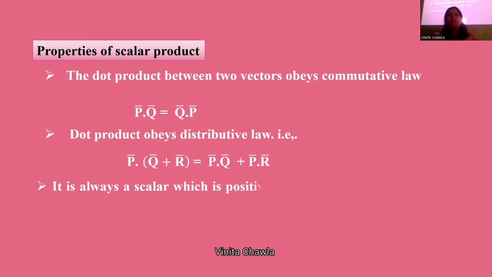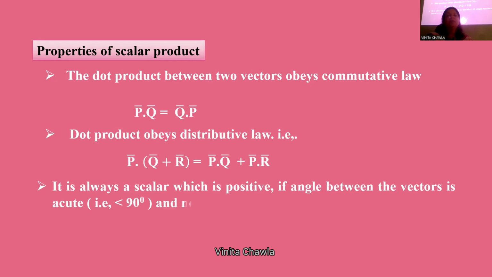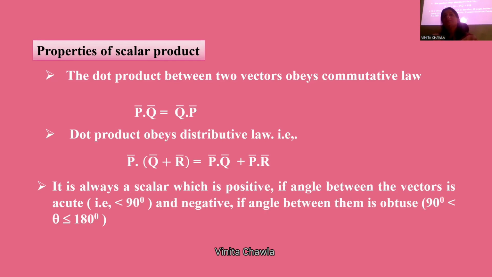Similarly, the scalar product is positive if the angle between the vectors is acute. See, cos theta is positive in the first quadrant, as we learned from school to college. From 0 degrees to 90 degrees, cos theta is positive. So if theta is less than 90 degrees, we get a positive scalar. But if theta is greater than 90 degrees, if it is obtuse, then it goes to the second quadrant. In the second quadrant, only sine and cosec are positive. The other trigonometric ratios are negative. So cos becomes negative.